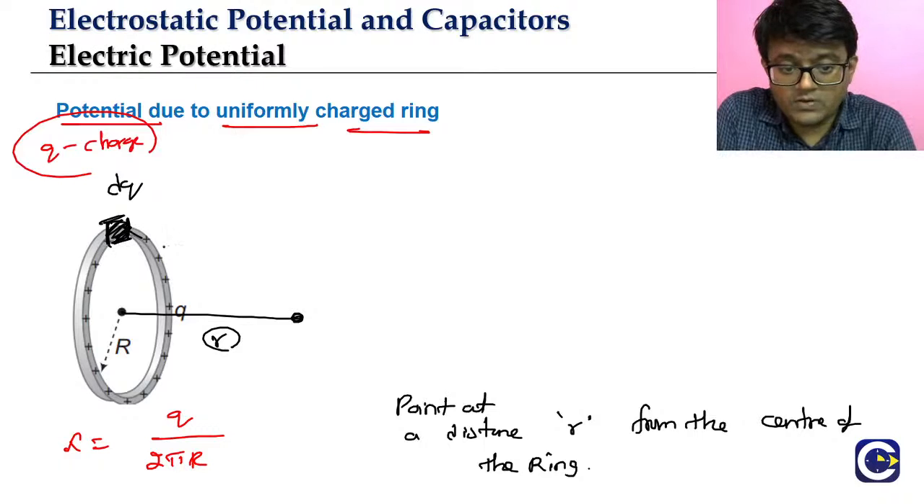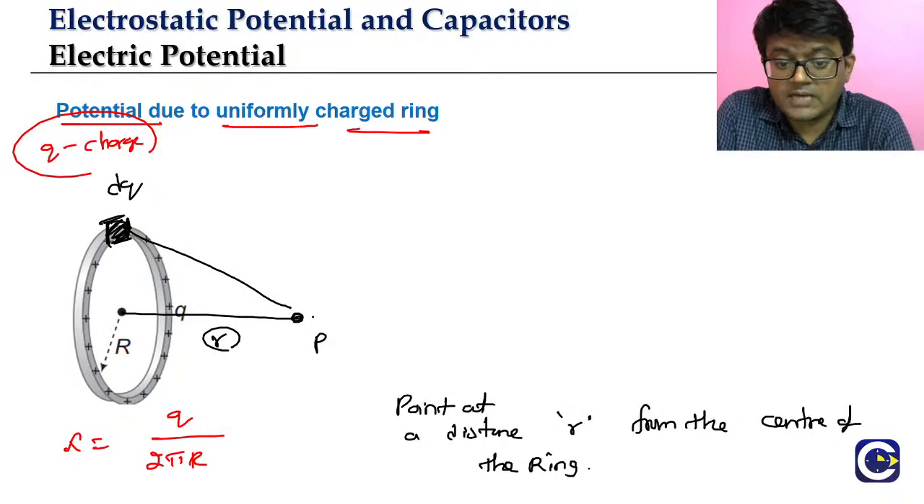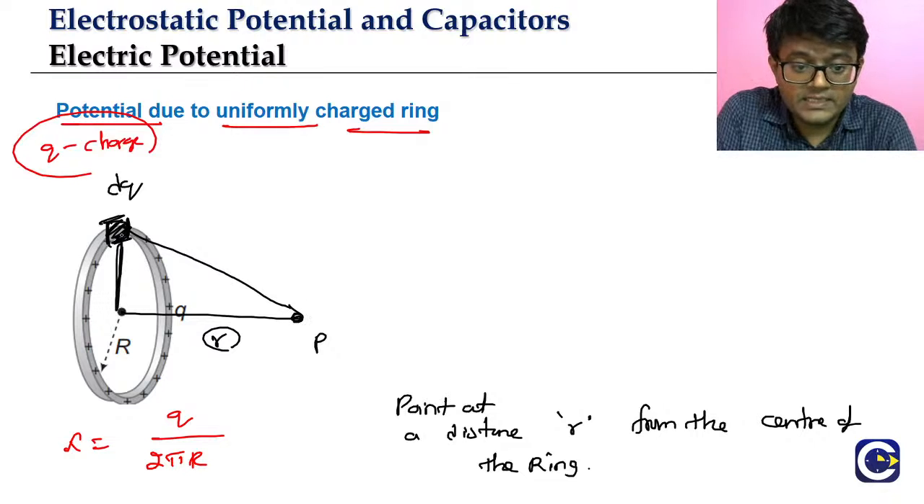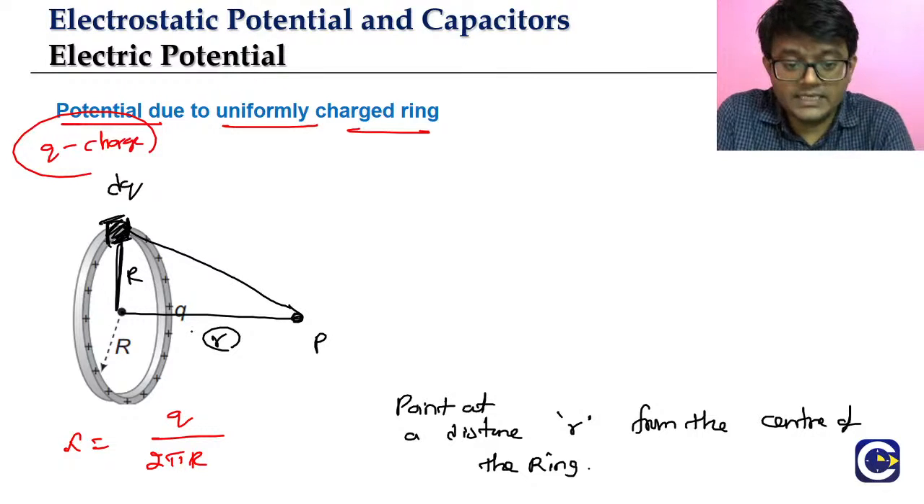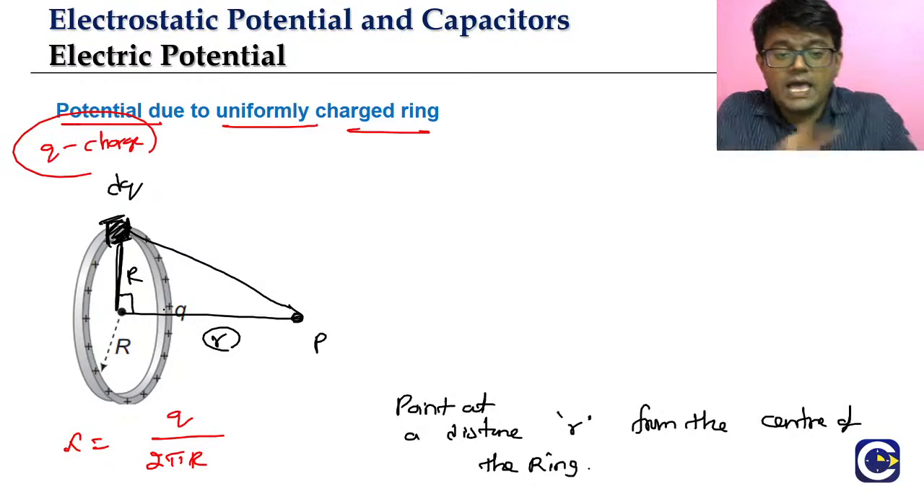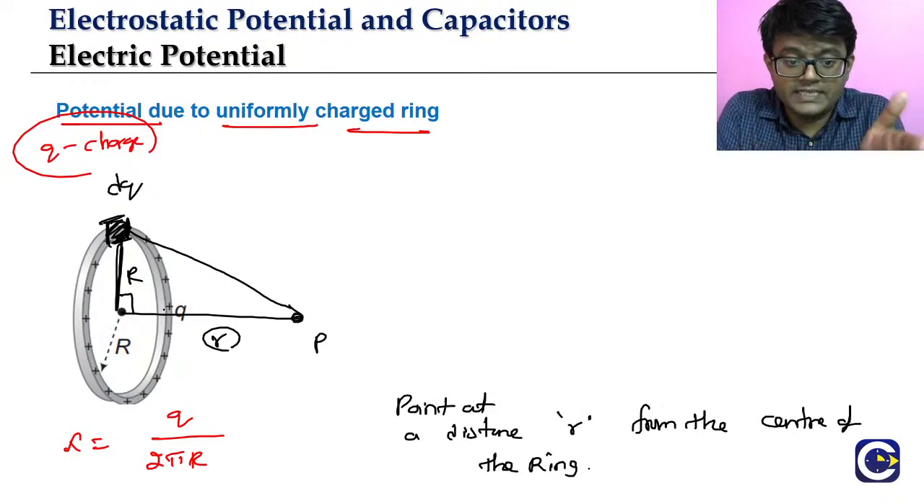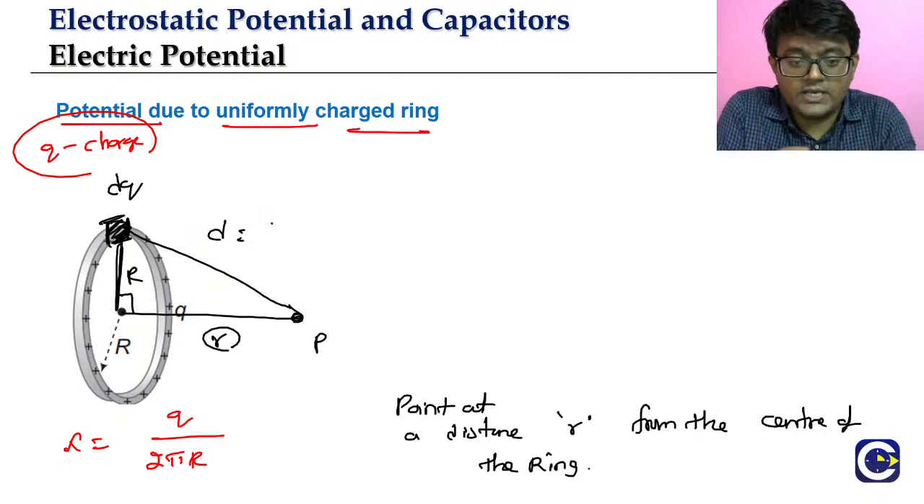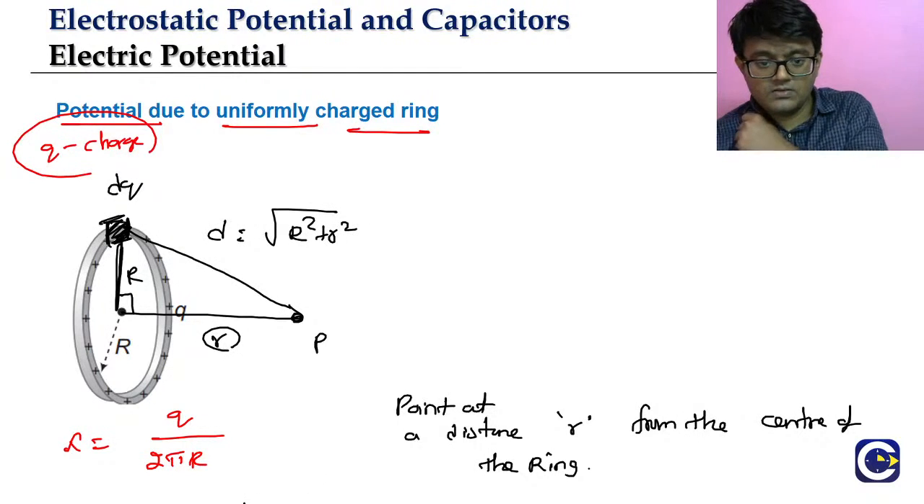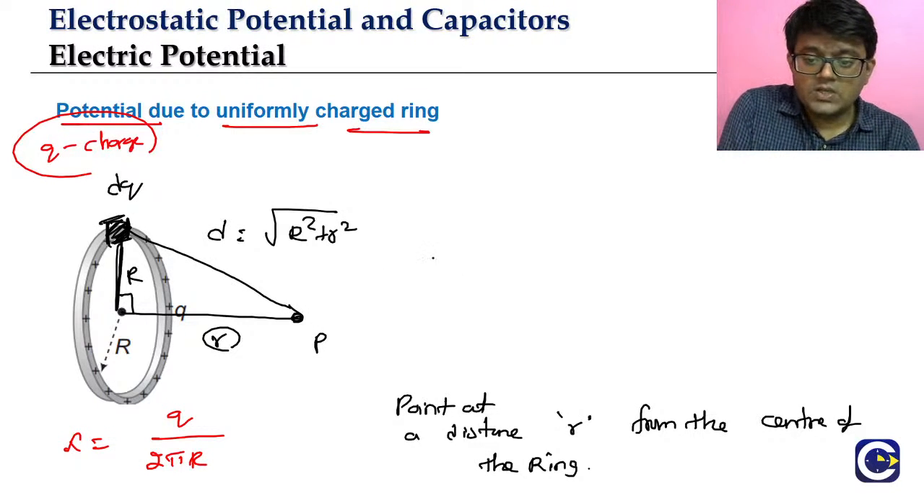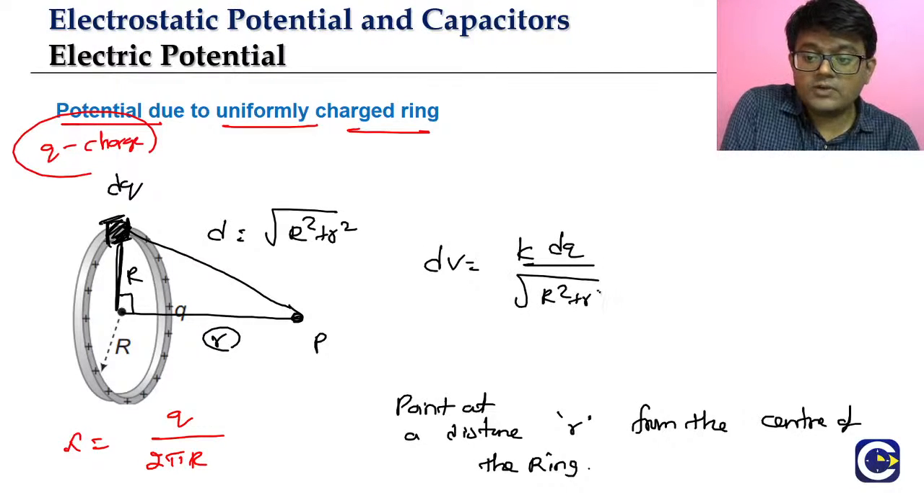If you look at it, what will be the distance to this point? Mark the point P. This is the radius of the ring, capital R. This is small r. The axis is perpendicular to the plane of the ring, which means this is 90 degrees. So it is a right angle triangle. Let's call this d. The d is going to be the hypotenuse, root of capital R square plus small r square. Because of the small charge, the potential dV will be equal to k into dq by the distance, root of capital R square plus small r square.